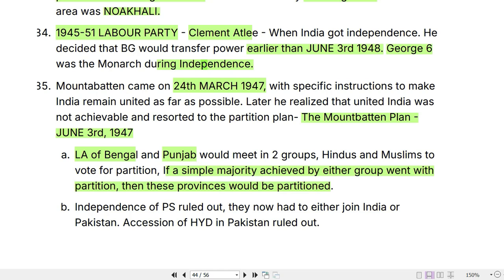So that was the Mountbatten Plan, point number A. Independence of the princely states ruled out. Earlier, as we read in the Cabinet Mission Plan, either the princely states could join India or they could form an independent agreement with the British government. But now independence of the princely states was ruled out. They now had to either join India or Pakistan. So accession of Hyderabad in Pakistan was also ruled out according to the Mountbatten Plan.